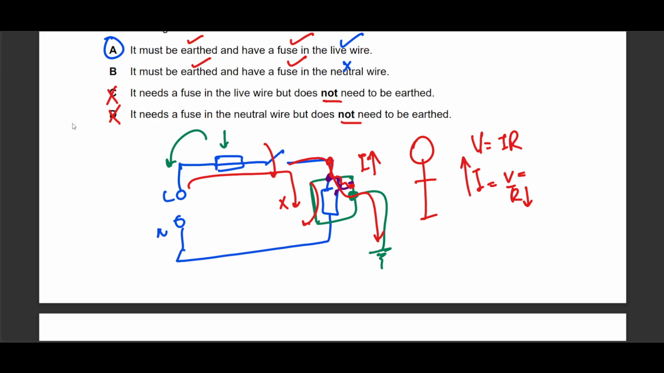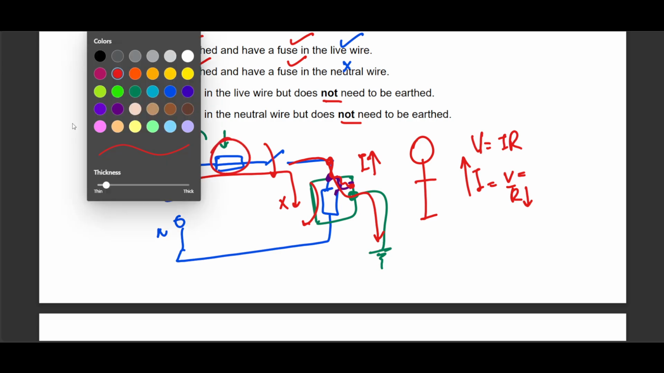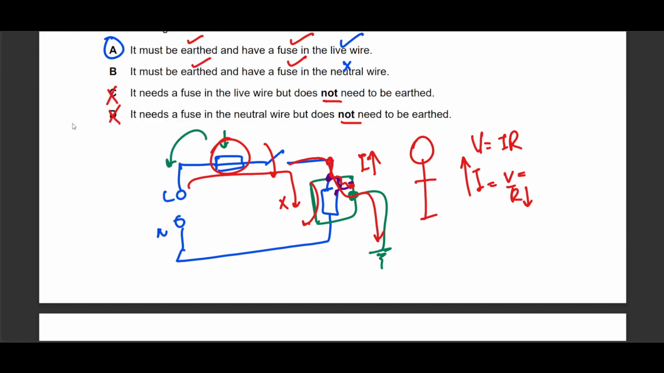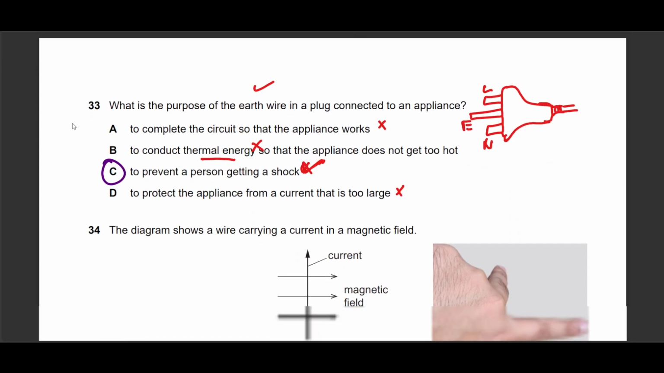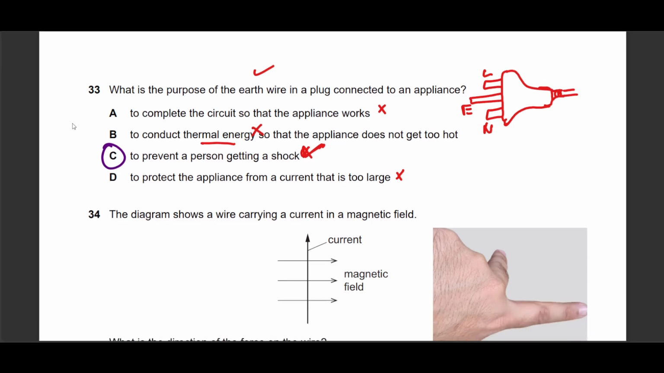If the current is very high, this fuse will melt. This is why we have intentionally put a fuse over here. We want the fuse to get damaged so that it breaks apart, it blows, and the circuit breaks from this point onwards. So in an event where this happens, you might just feel a slight shock if the fuse hasn't given way, and then the fuse will blow. So 33 is option C.